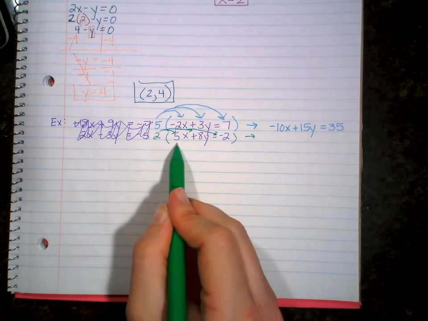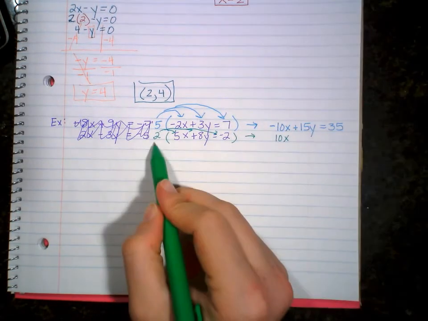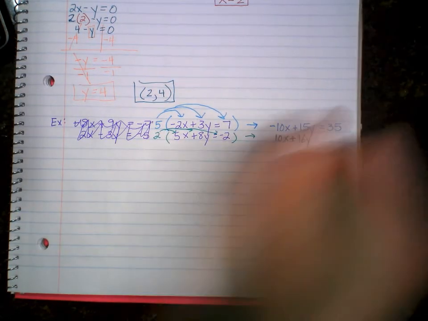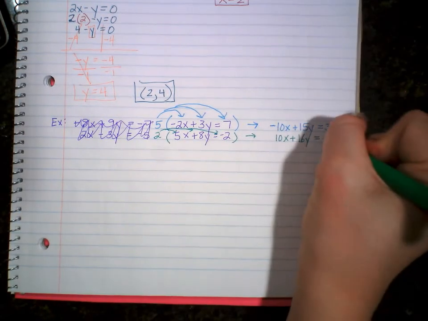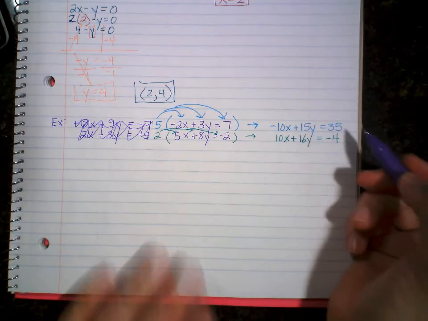2 times 5x is 10x. 2 times 8y is 16y. It's a positive, so it's plus 16y. Equal sign. 2 times negative 2 is negative 4. So now we have our transformed equations. Okay? So that was step 1.